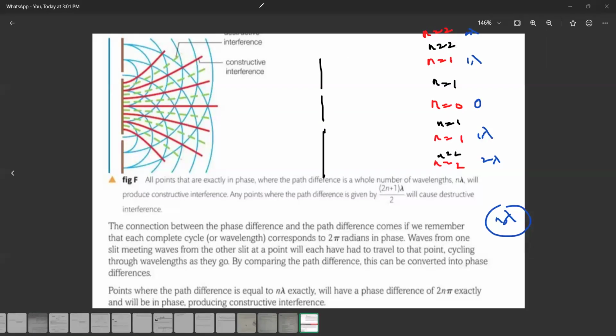So if I need the path difference for a destructive interference, for the first destructive interference, the formula I can use is 2n plus 1 by 2 lambda, where n is equal to 1 for the first destructive. So what will I get as the answer? I will get lambda by 2. Then I will get 3 by 2 lambda. Here also lambda by 2, then I'll get 3 lambda by 2 and so on. So you can also substitute that.